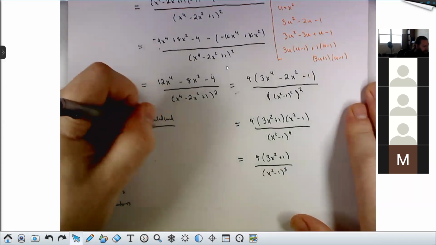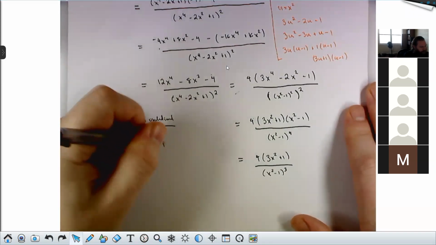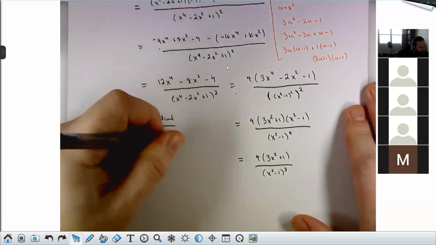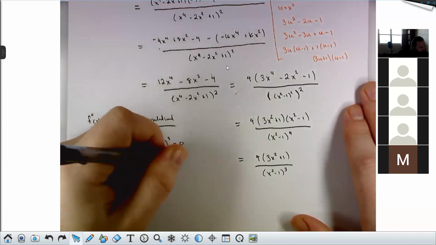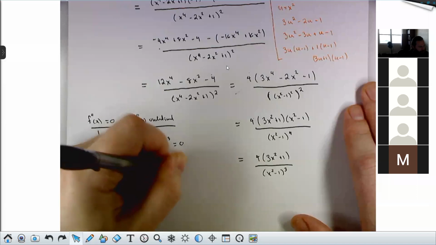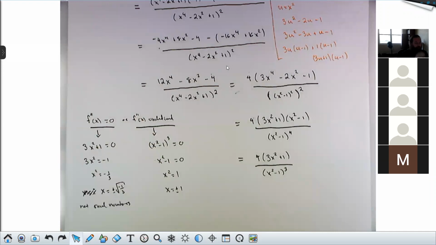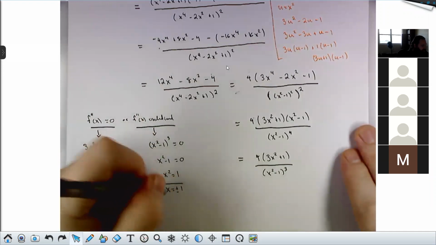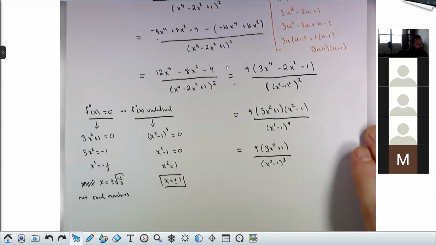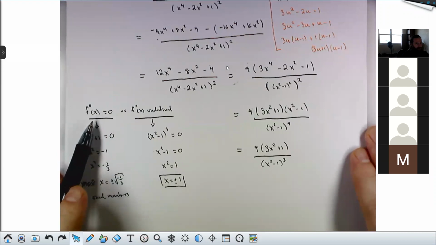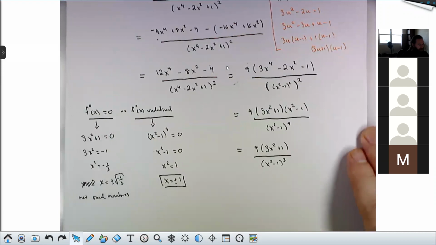f double prime is undefined when the bottom is 0. So when x squared minus 1 cubed is equal to 0. Take cube roots on both sides and you get x squared minus 1 equals 0. And that's the same as saying x squared equals 1. So x is plus and minus 1 again. So the only thing that's actually interesting here is these guys, because f double prime is never 0. The only place f double prime is equal to 0 is at a non-real complex number.